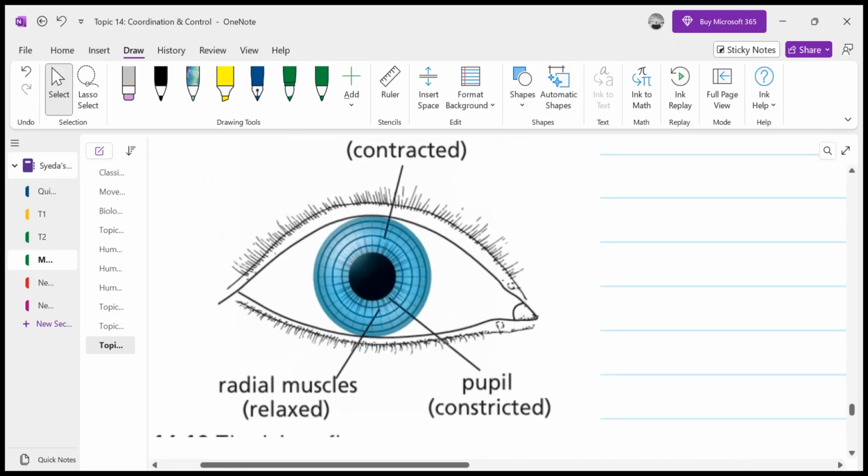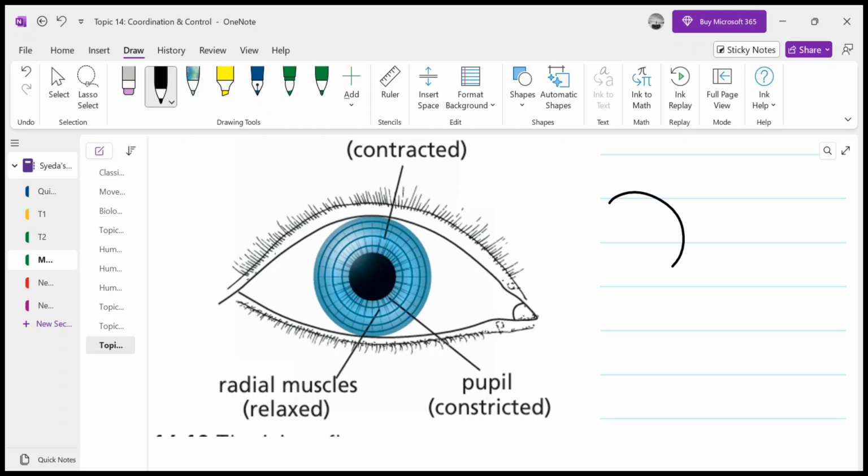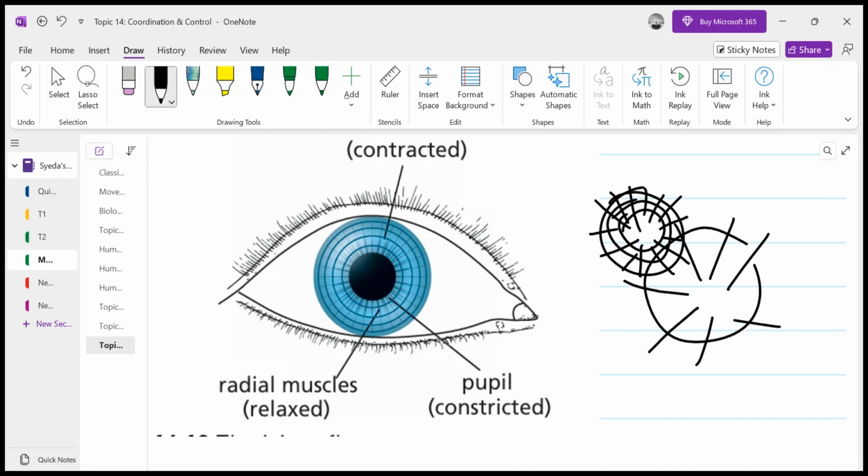Look at this eye. Can you see these types of muscle? Now these are the circular muscles, and these are the radial muscles which are present in the colored part of your eye, which is called the iris, right? And they work antagonistically. So if circular muscles contract, radial muscles relax. If radial muscles contract, circular muscles relax.